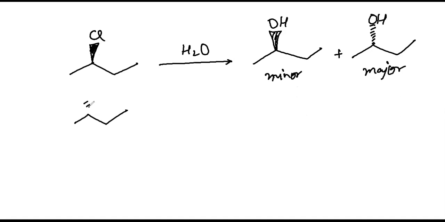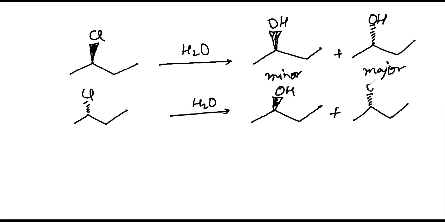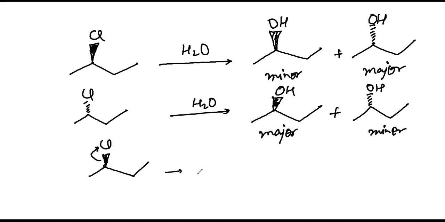Let's say if Cl was on dash, again two products will be formed. This plus this. But this time, this will be major and this will be minor. This phenomenon can be explained by the intimate ion pair effect. Intimate ion pair effect, it is not in our syllabus, but I will say because it is very easy. It says that when this Cl will leave, what will I get? I will get this carbocation and I will get Cl minus.